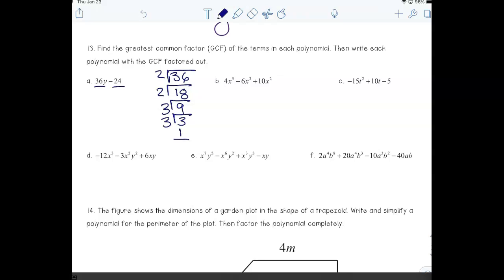Okay, let's look at 24. 24 divides by 2, and I'm left with 12. 12 divides by 2, and I'm left with 6. 6 divides by 2, and I'm left with 3. 3 divides by 3, and I'm left with 1. Sorry, you can't see that piece that I just did.